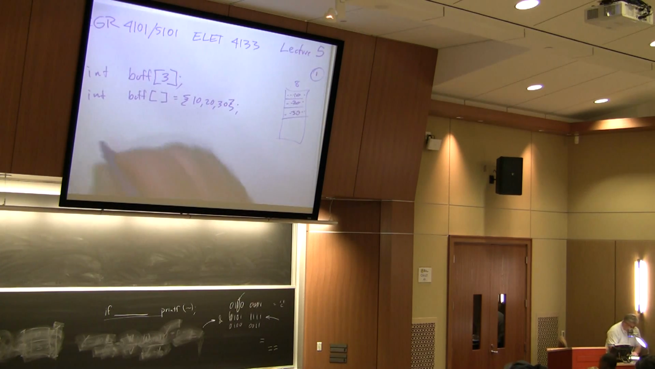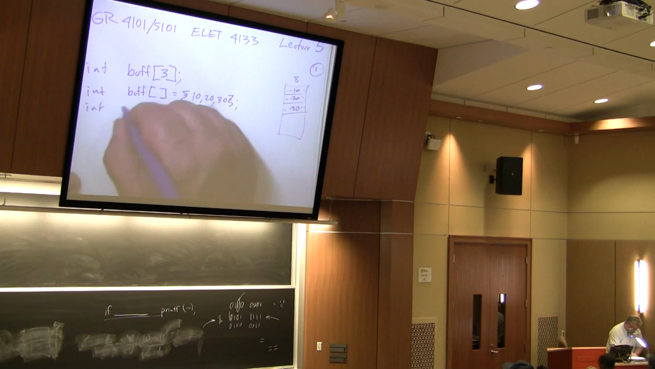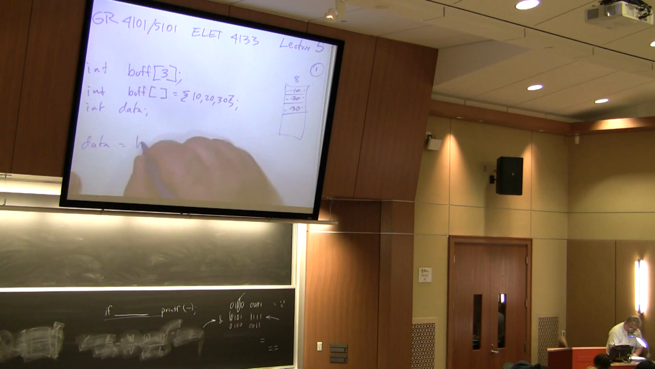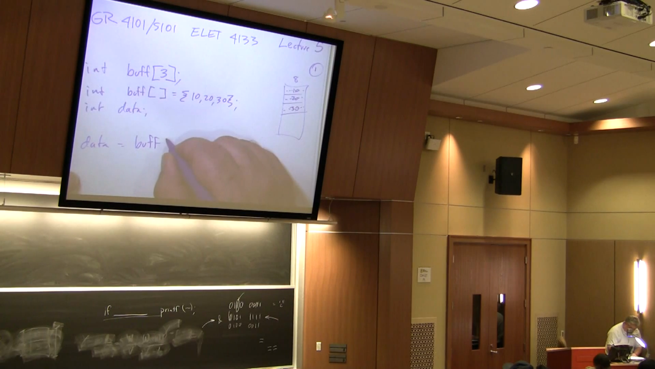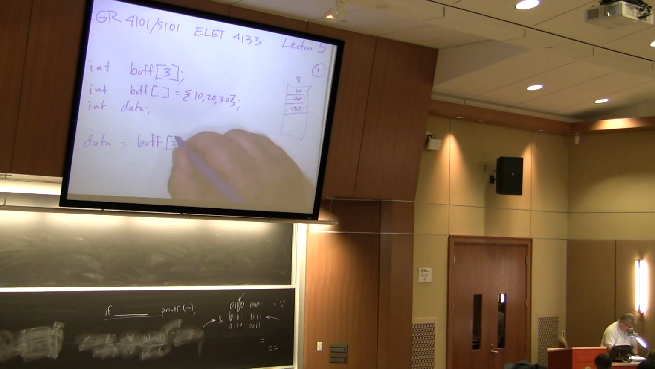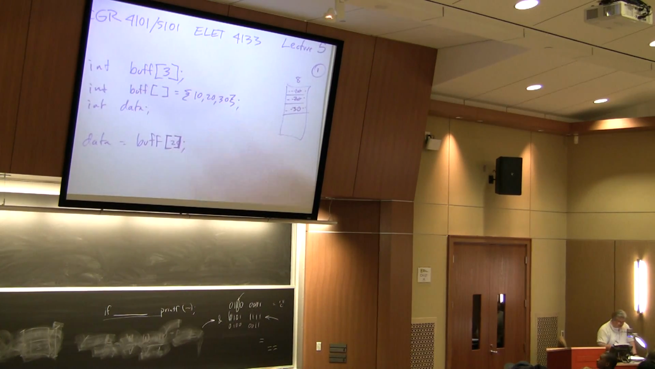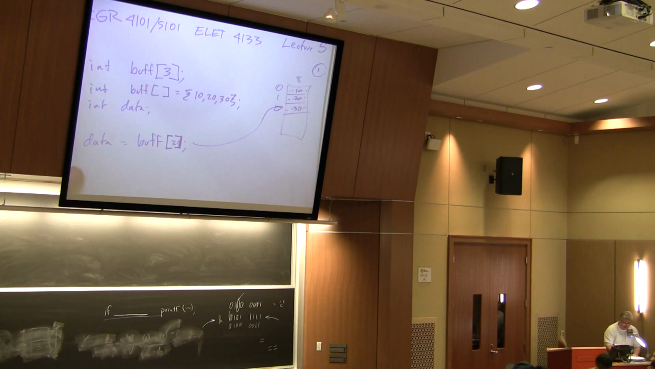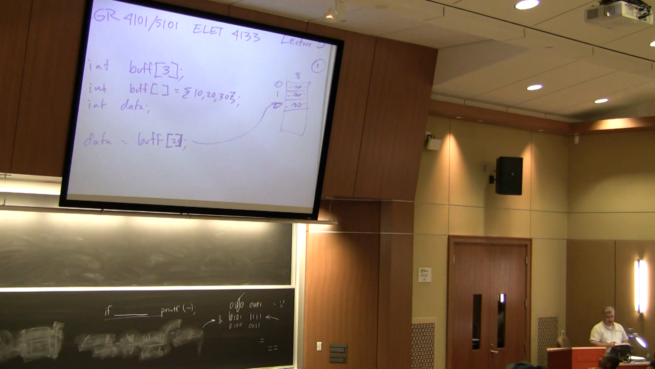So later on, if we say int data, and data is equal to buff2, what will be the contents of data? Because this is location 0, 1, 2. That's the important thing I wanted to remind you of. As opposed to other programming languages that start counting at 1, this one starts counting at 0.